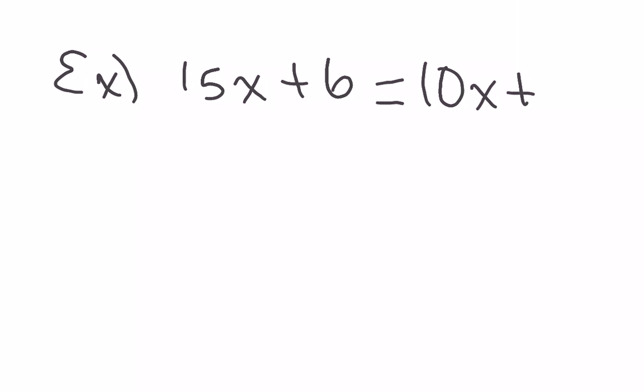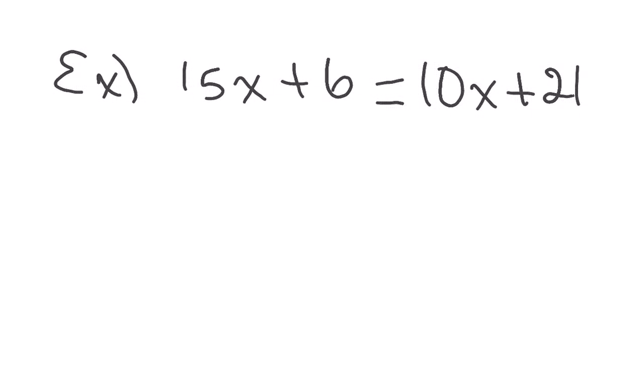Our first example is going to be 15x plus 6 equals 10x plus 21. Now, because we have variables on both sides and we have numbers on both sides, it really does not matter where you start. In this particular case, you can start in any one of them. So you could move the 15x, you could move the 6, you could move the 10x, or you could move the 21. It doesn't matter. So realistically, there are 4 ways to start this problem. Any which way you want to start it is totally fine.